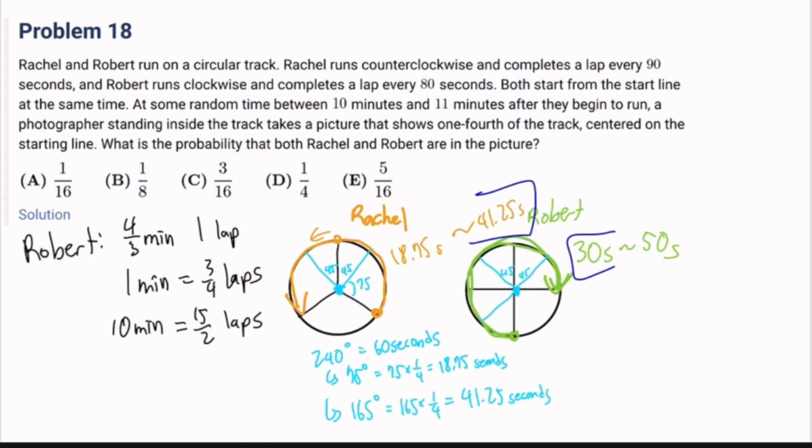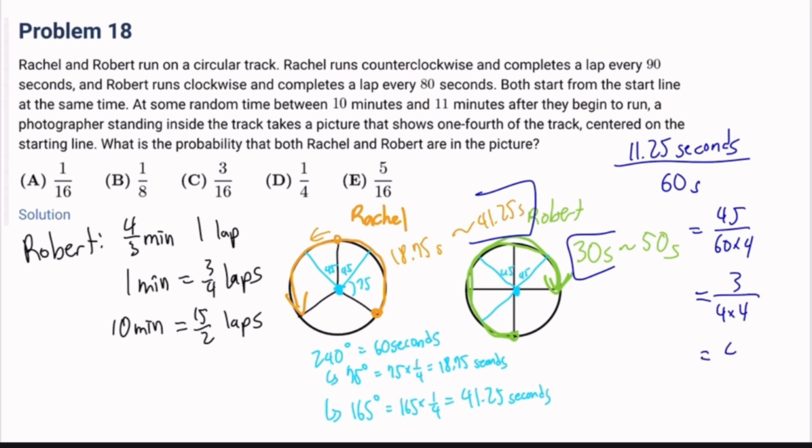So that total is 11.25 seconds. And then this is all over 60 seconds, right? And so this is equal to 45 over 60 times 4, right? And so this is equal to 3 over 4 times 4. This is equal to 3 over 16. And so this is the answer. It's 3 over 16. It's C.